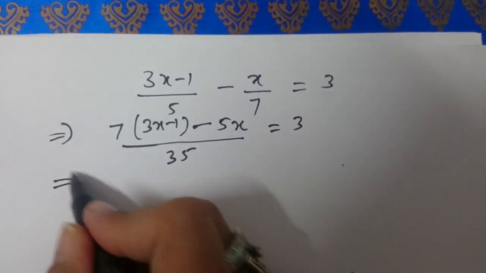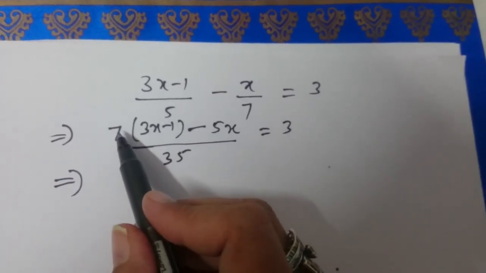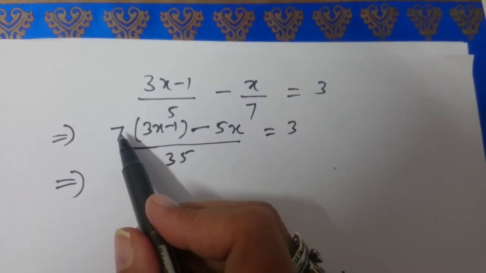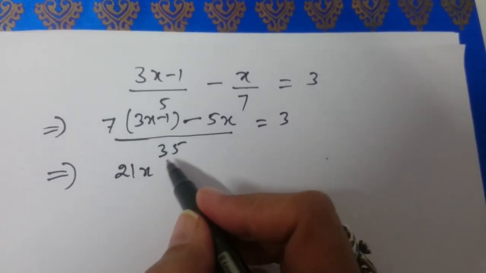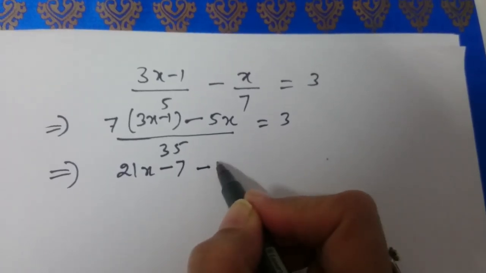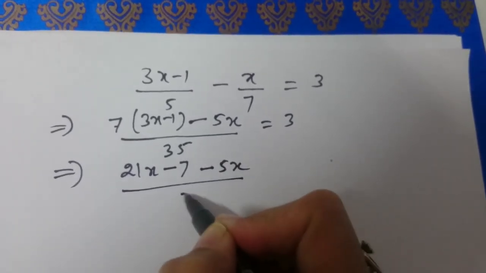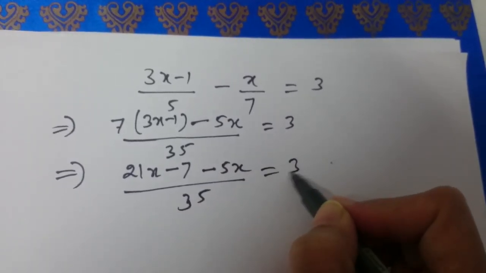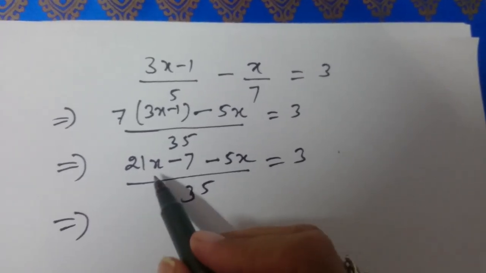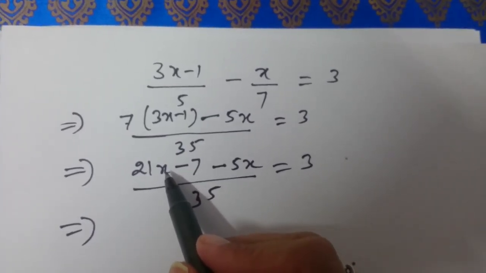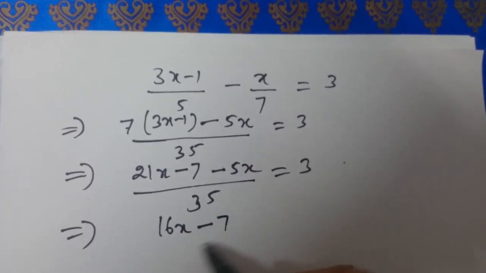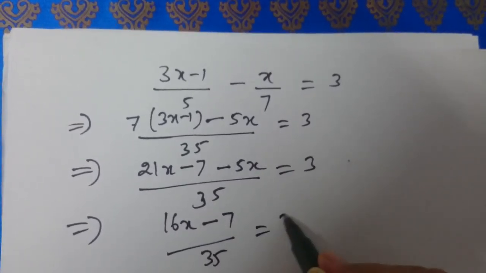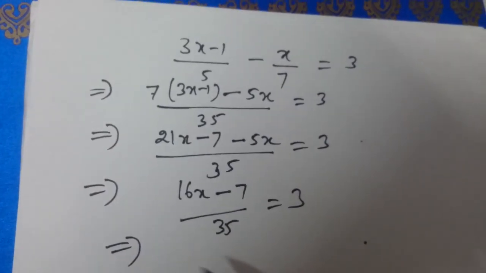equals 3. This implies, now, 7 into 3x is 21x and 7 into minus 1 is minus 7, minus 5x, divided by 35 is equal to 3. This implies, now collect the like terms, 21x minus 5x, which is 16x minus 7, divided by 35 is equal to 3.